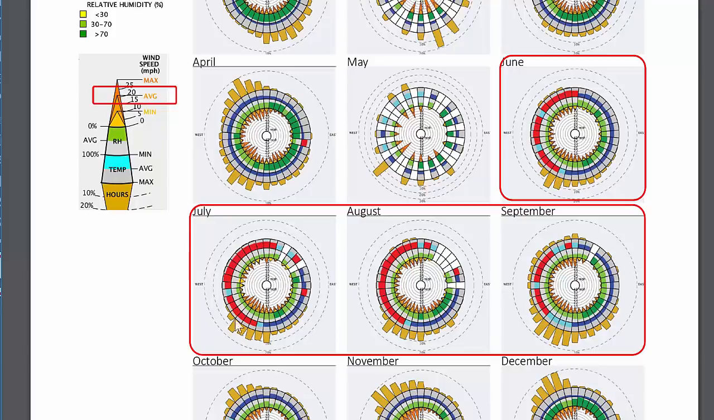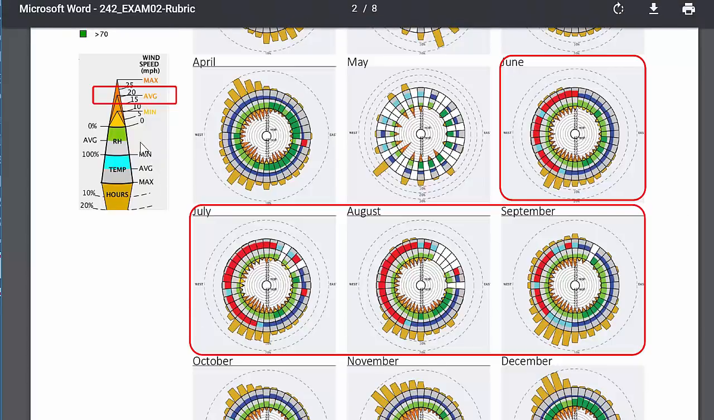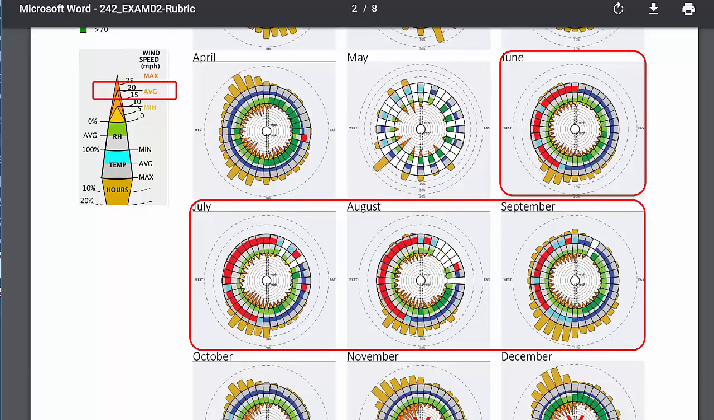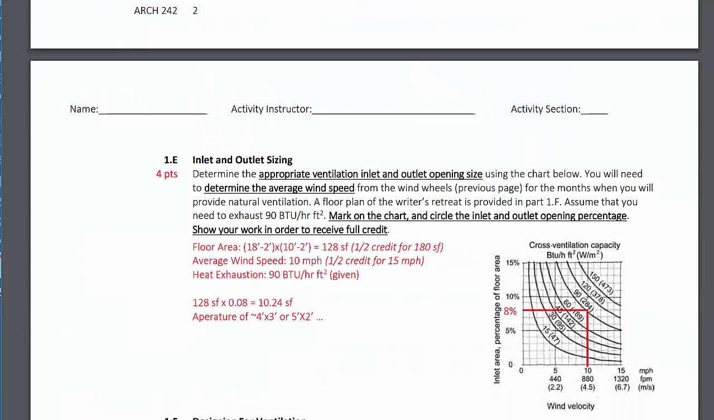I realize this is very small, so I did give you the original files, or you could look at Climate Consultant. The averages all tend to hover right around 10. If you gave us the max, you might read more at the 15 or 20. We took off a half a point for that.